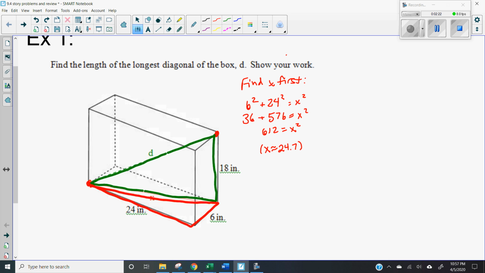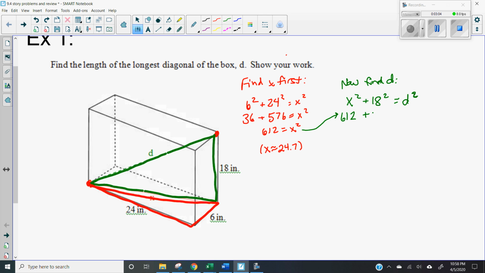So once we know X, we can find D. This is just a second Pythagorean theorem problem. So now we'll find D. And this looks like X squared plus 18 squared equals D squared. Now I could take this 24.7, plug it in, square it. But if you retype that, you're going to get some rounding error. If I back up a step here, X squared is just 612. So if I square 24.7, I'll get pretty close to 612, but you're going to see some rounding error in there. So why not just back up a step and use what X squared is already?